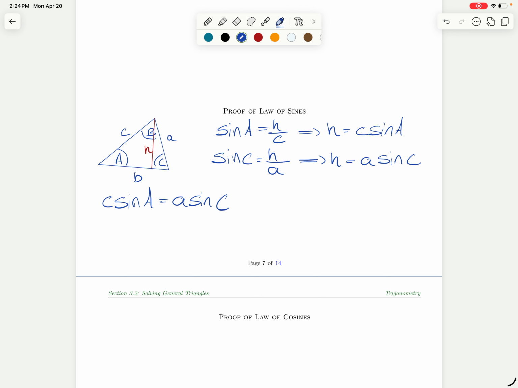I can divide the C over, and I can divide the little a over, and of course I end up with what we know, and that is the sine of angle A over little a is the sine of angle C over little c. Well, that's one pair. There's another, right? This whole thing is supposed to equal the sine of angle B over little b, and so where does that come from?